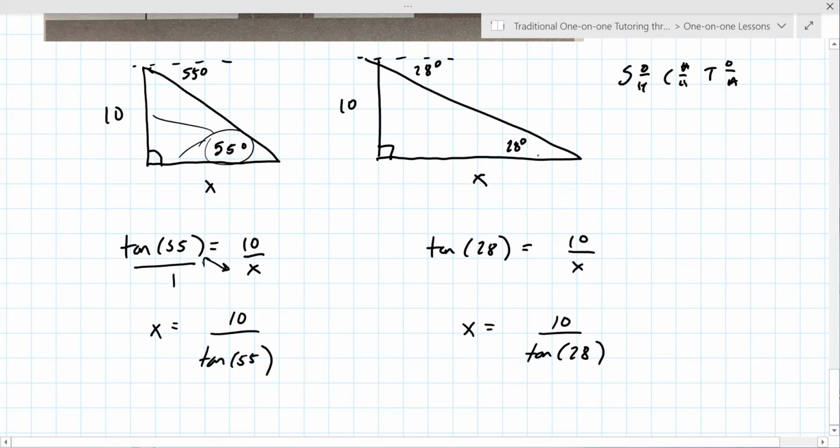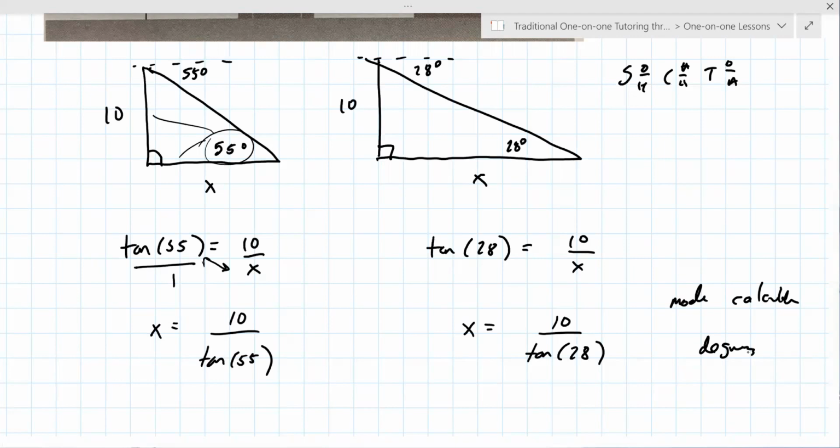This one's going to be bigger than this one. Make sure the mode in your calculator is in degrees. Always check that before you use it, because you will potentially get a really weird answer if you don't, or you might get one that seems reasonable and it's completely wrong because it worked in radians.